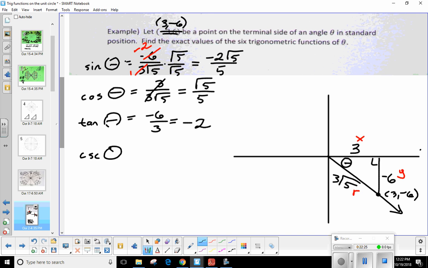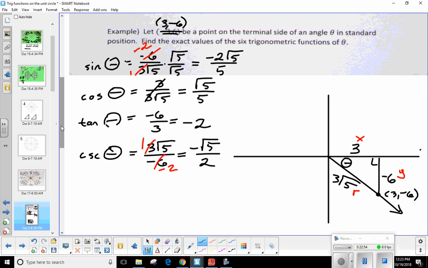Cosecant. Okay. So it's r over y. He's absolutely right. Brandon says 3 square roots of 5 over -6. Now this one we don't have to rationalize, but it would be negative square root of 5 over 2, because the 3/6 would reduce. Perfect.